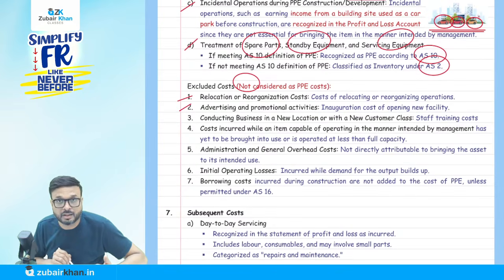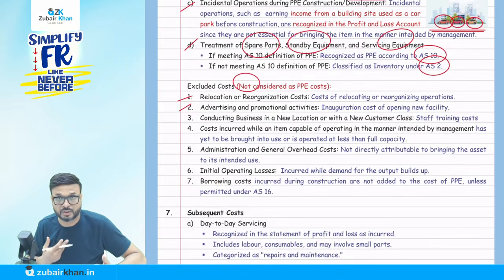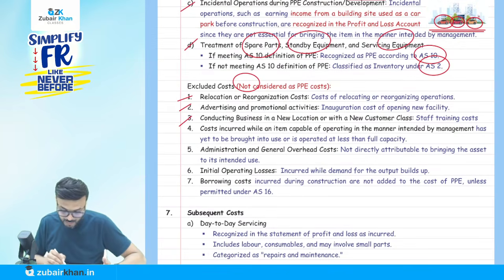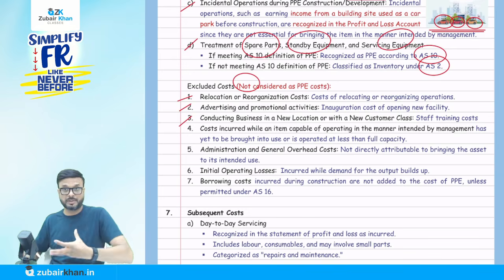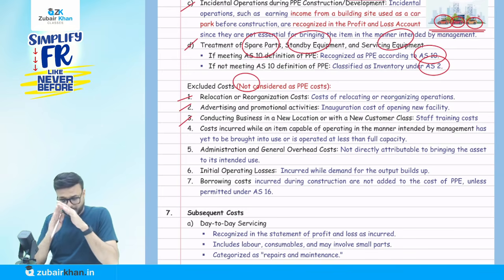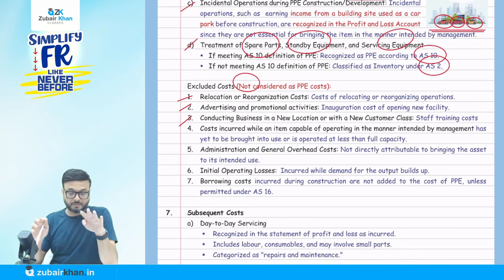Advertisement and promotional activity, and the inauguration cost of opening a new facility, are not part of it. Also, conducting business in a new location or with a new customer. So if we are doing staff training because of the new PPE, that staff training cost is not a part of the cost of PPE.